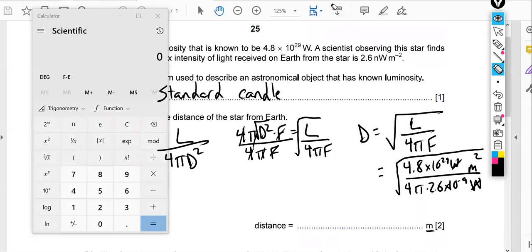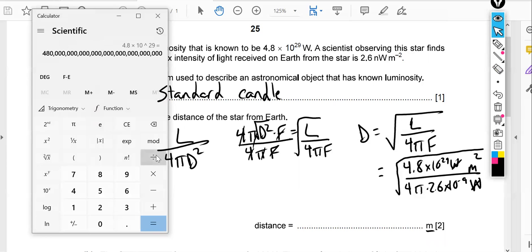All right. We're going to start with the numerator, 4.8 by 10 to the 29. There you go, in standard form. That's a good calculator there. All right, divided by 4 equals. I like to hit equals along the way, you guys. Divided by pi equals.